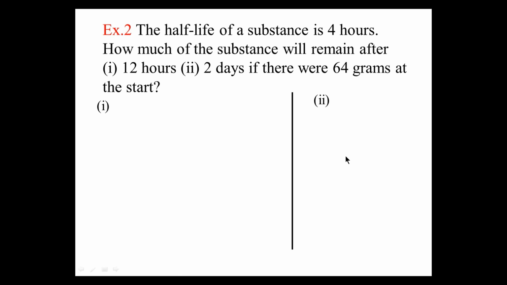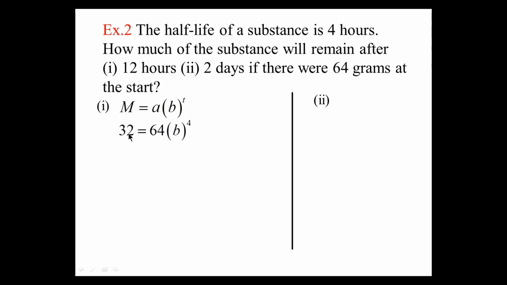Example next, the half-life of a substance is 4 hours. How much of the substance will remain after 12 hours? And 2 days. If there were, now here's some keywords, 64 grams at the start. Okay, so they're telling you what the A value is. There's our form. I'm using M for mass. That's our form, and we know that the initial condition was 64, so A will be 64. Now it says half-life, so that's the amount of time it takes to cut in half. So the 64 gets cut in half to 32 when the t is actually 4 hours.